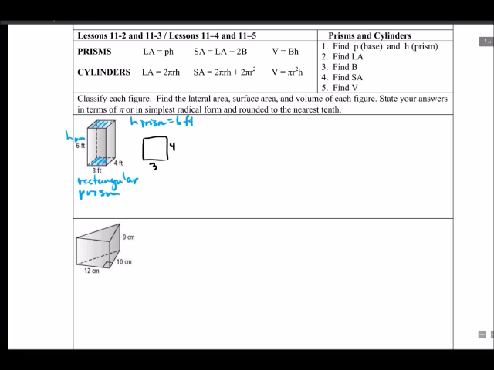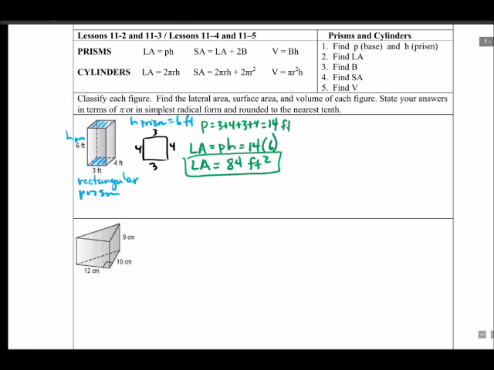That is going to let me find the perimeter. The perimeter is going to be 3 plus 4 plus 3 plus 4, because we know as a rectangle, these are also the same lengths. So my perimeter is going to be 14 feet. I am going to use that to find my lateral area. My lateral area is the perimeter times the height of the prism, which I've already identified. So that's 14 times 6, and that means my lateral area is going to be 84 feet squared.